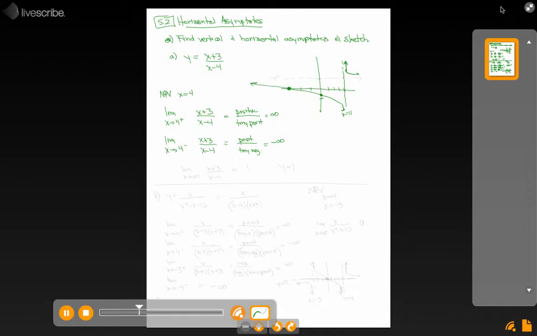Now, to do the horizontal asymptotes, I have to say, well, what's the limit as x approaches infinity of x plus 3 over x minus 4? Even if you divide everything by x, all you end up with is 1 over 1. And so you end up with a horizontal asymptote at y equals 1.